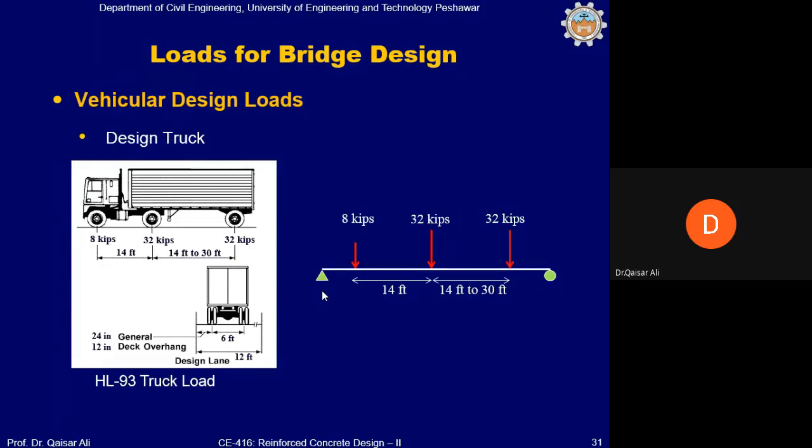For example, the maximum bending moment will usually occur at the midspan or near the midspan in a simply supported bridge. So the loads shall be kept such that we get the maximum bending moment. And for maximum shear, as you can imagine, the maximum shear will occur near the supports. So again, the load shall be kept in such a manner on the bridge that maximum shear is obtained.